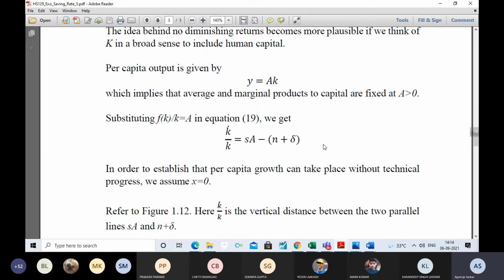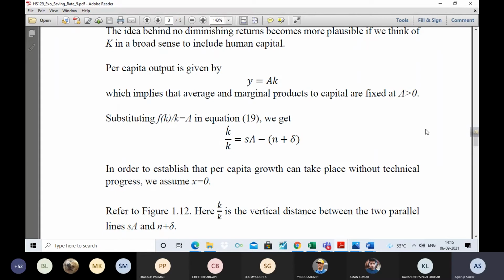Basically, we have returned here to the case of zero technological progress. In the Solow model with technological progress, x was the rate at which all per capita variables ultimately grew, that is, the growth rate of technology, total factor productivity. Here, in the AK framework, we are doing without technological progress, so small x is equal to 0, because we want to show that per capita growth can occur in the long run even without exogenous technological change.